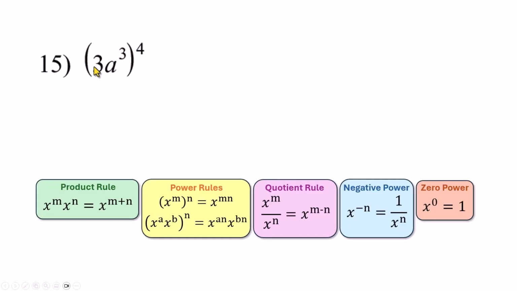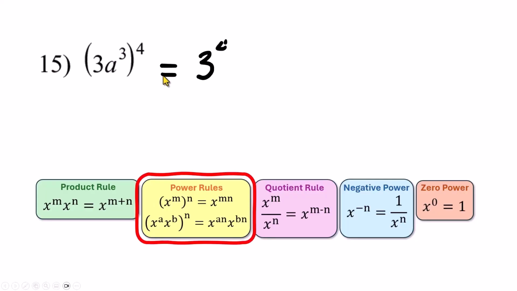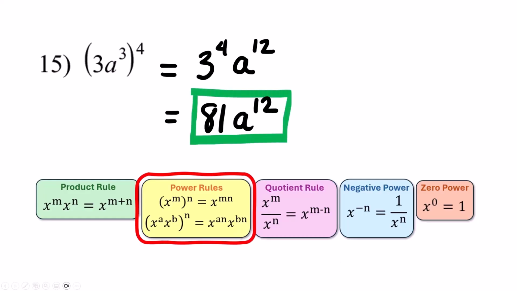This is a power up. Everything in these parentheses is raised to the 4th power. But when we work with the a cubed, that's going to be a power rule, like this one right here. So here's how this works. The 3 gets raised to the 4th power too, and then 3 times 4 is 12. People get these two rules mixed up. When it's a power up like this, you multiply your exponents. We go 3 to the 4th power, we're going to get 81 a to the 12th. Put a box on it.